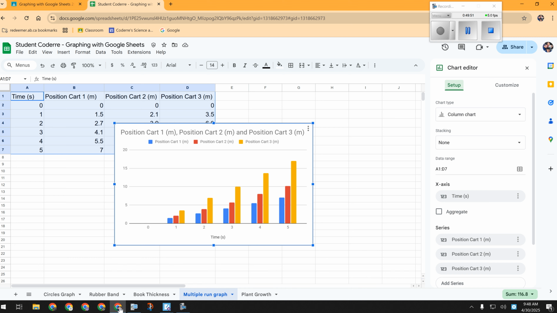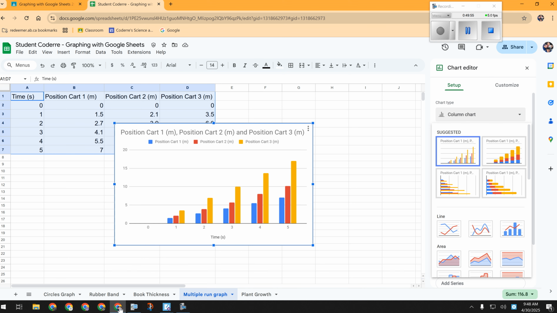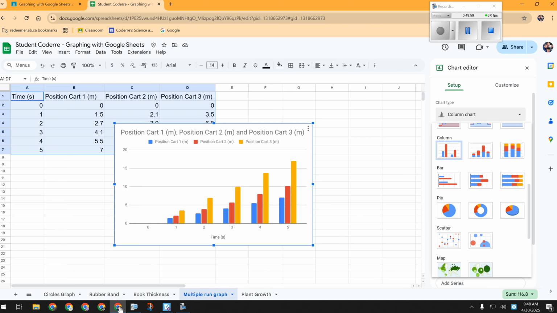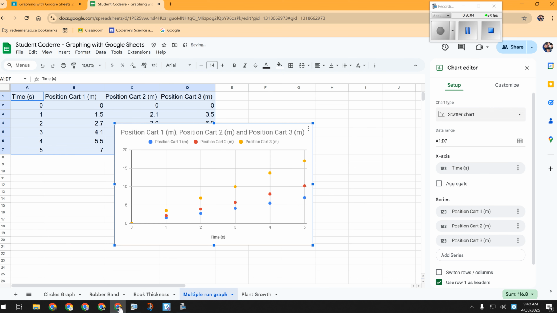In setup, right at the top it says column chart. We don't want a column chart. We want a scatter plot. So we're going to scroll down. Scatter plot's actually quite a ways down, right underneath the pie graphs. Just click on that. Now I've got a scatter plot of my data, and each run got a different color, so they're easy to tell apart.